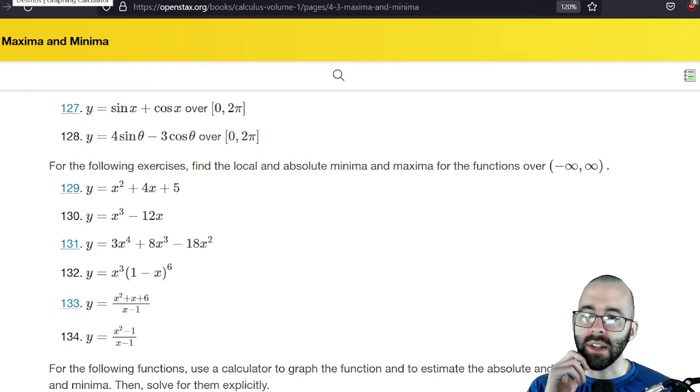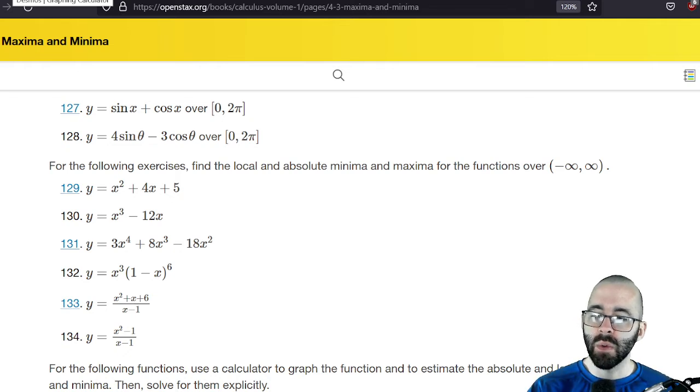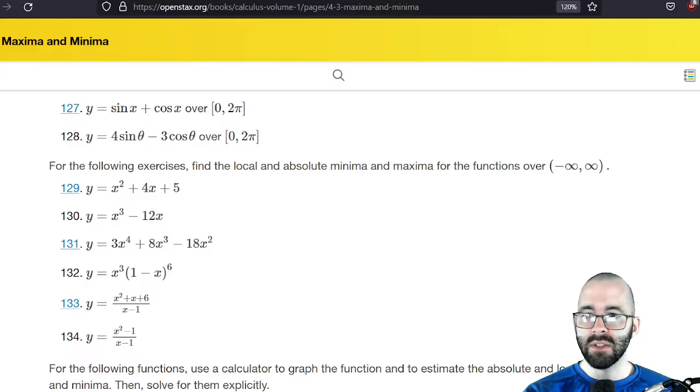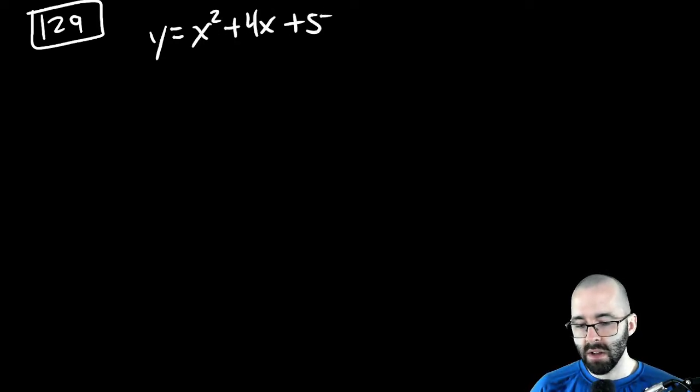Let's apply this for like 129. 134 is similar to 133, so hopefully that helps. And let's just look at 129 together, which also is similar to something that we did before. y equals x squared plus 4x plus 5. So again, we have to look at the end behavior because we're looking for absolute extrema on this interval.